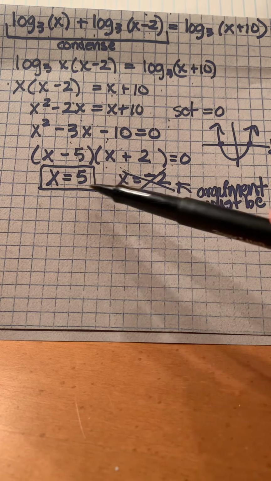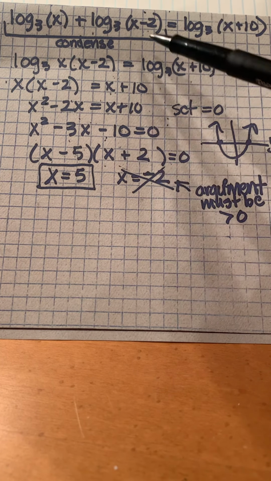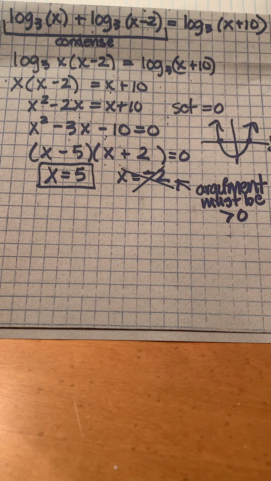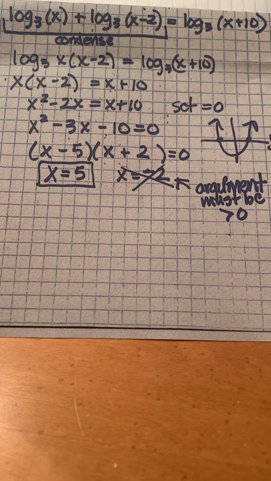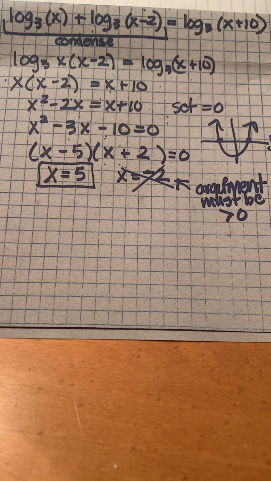When I substitute these two answers back into the original problem, x equals negative 2 gives you a negative argument in these two terms. You can't have an argument less than or equal to 0. So the only answer to this problem is x equals 5.